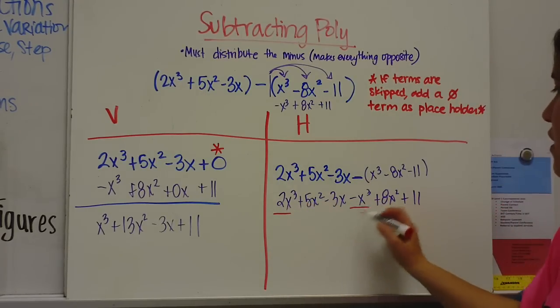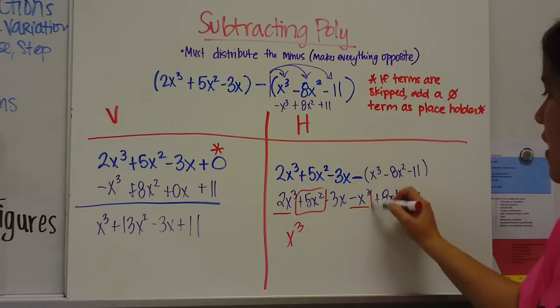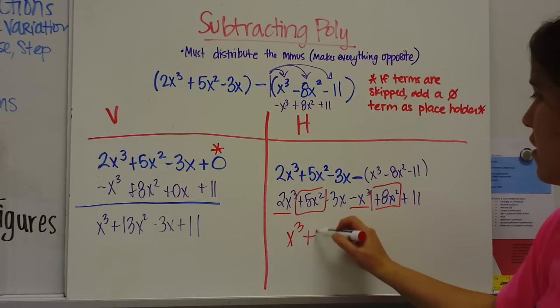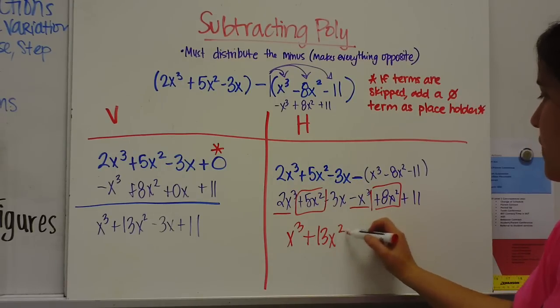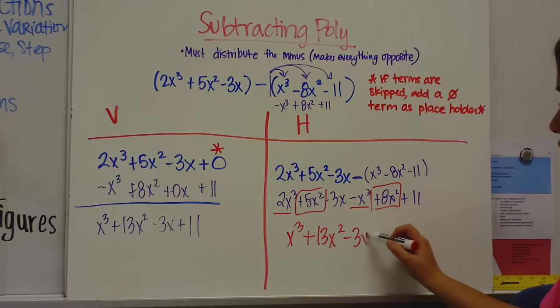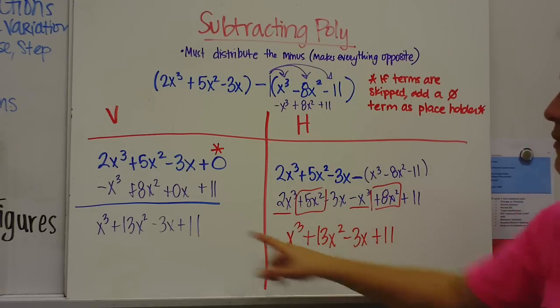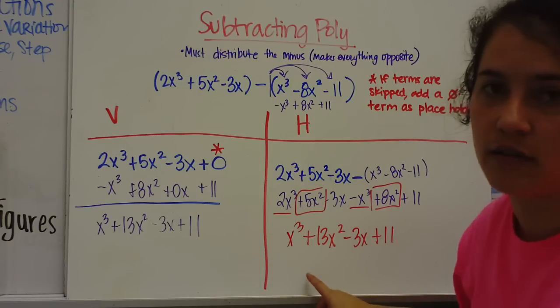We have x cubed and 13x squared. And then we have 2 left over. We don't have any like terms, so we just bring that down and bring that down. And notice our answers are the same, whether we do it vertically or horizontally.